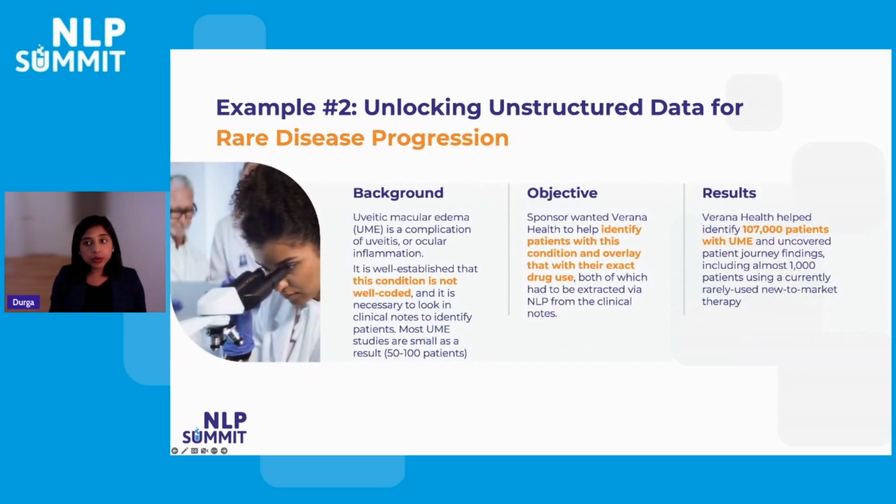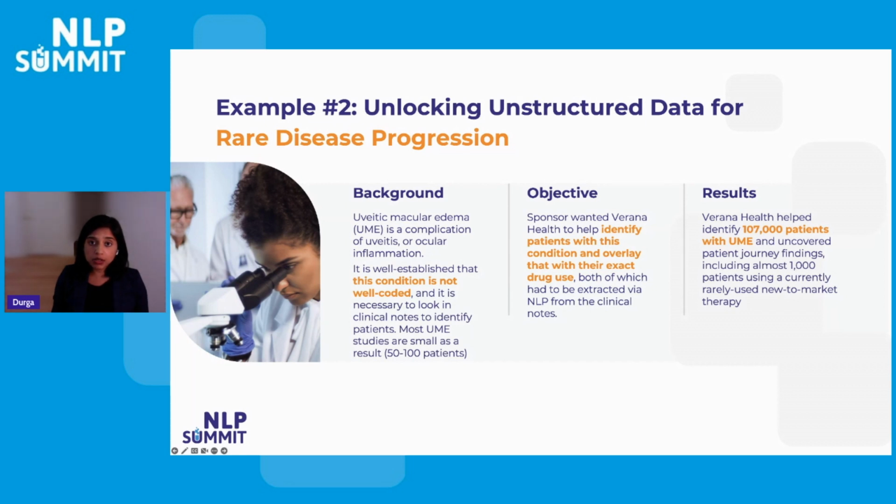Another way that we're really able to harness the power of unstructured data is to look at rare disease progression. So this is an example in the retina space where I practice. Uveitic macular edema, or UME, is a complication of uveitis or ocular inflammation, and it's well established that this condition is not well coded, and it's necessary to look into the clinical notes to identify patients. As a result, most UME studies that have been published to date are very small, maybe 50 to 100 patients.